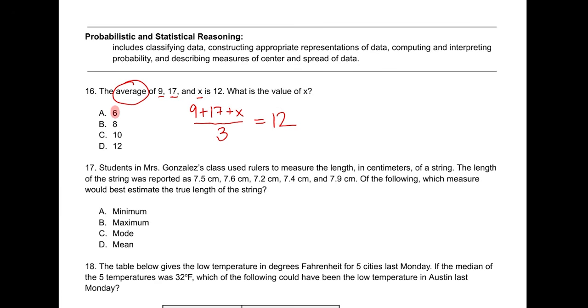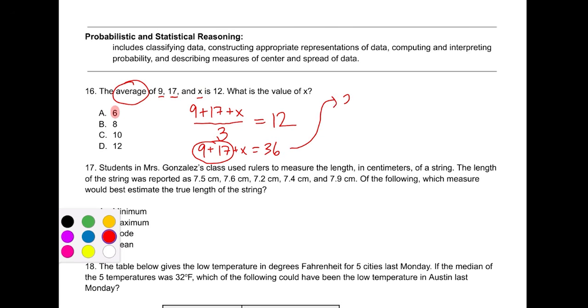You can solve this a little more traditionally, and the way you would do that is first you'd multiply both sides by 3, and that would give you 9 plus 17 plus x equals 36. Then combine your like terms here. 9 plus 17 is 26. So we have 26 plus x equals 36, and my last step is going to be to subtract 26 from both sides, and I get x equals 10.